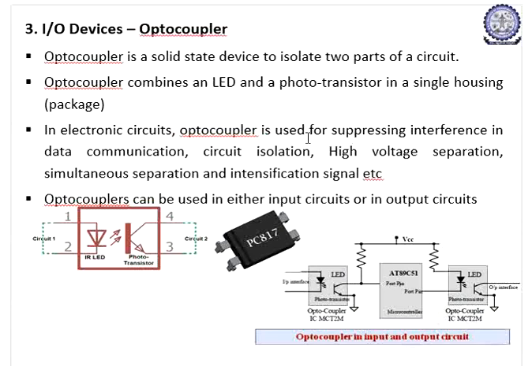What it is mainly used for is suppressing interferences and noises, and data will be communicated from the input interface to the output interface. It depends only on the LED glowing and emitting; according to that, some kind of sensing will happen on the phototransistor. So it is used for circuit isolation. High voltage will be separated, and this is the way we use optocouplers, using an LED as well as a phototransistor.